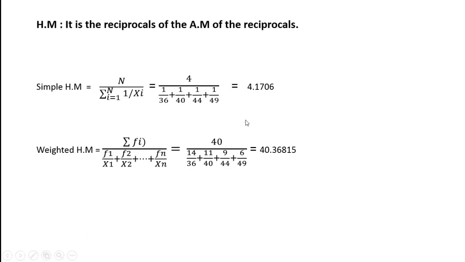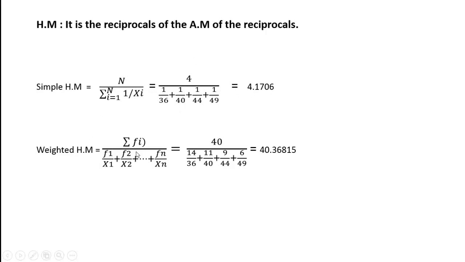Thus we get the harmonic mean as n divided by summation i running from 1 to n 1 by xi, that is 4 divided by 1 by 36 plus 1 by 40 plus 1 by 44 plus 1 by 49, that is 4.1706.